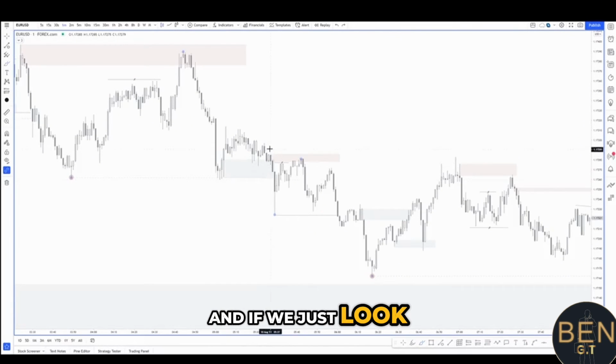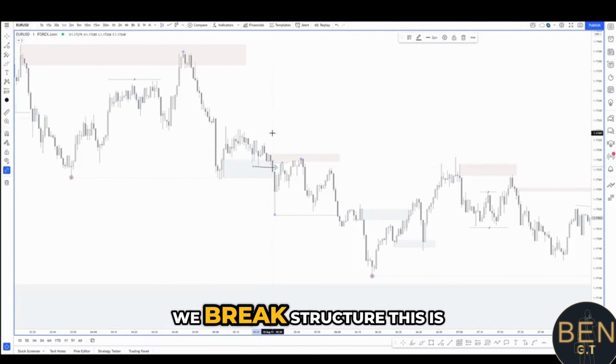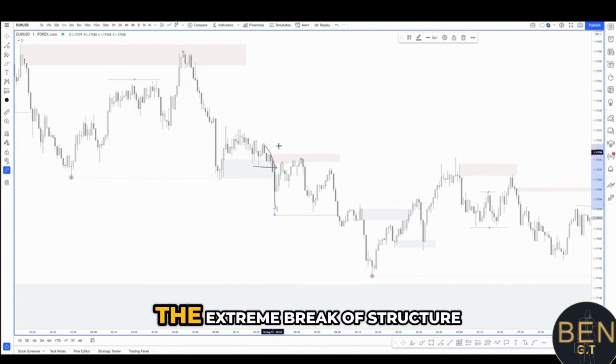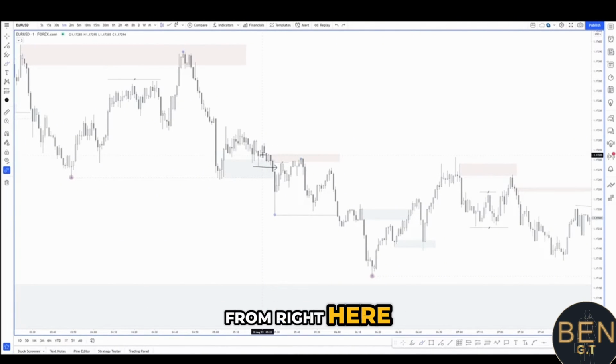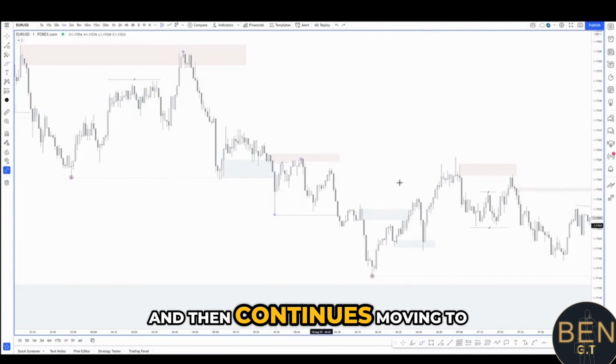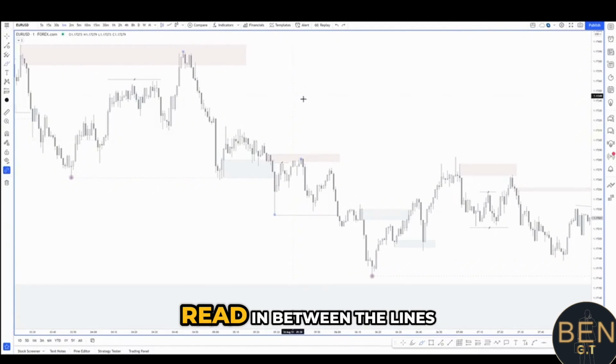And if we just look at this right here, we break structure. This is what actually created the extreme break of structure. And what we can see is, if we just draw it from right here, we're just above it. But if we look at the pivot, price taps into that and then continues moving to the downside. So sometimes you have to read in between the lines.